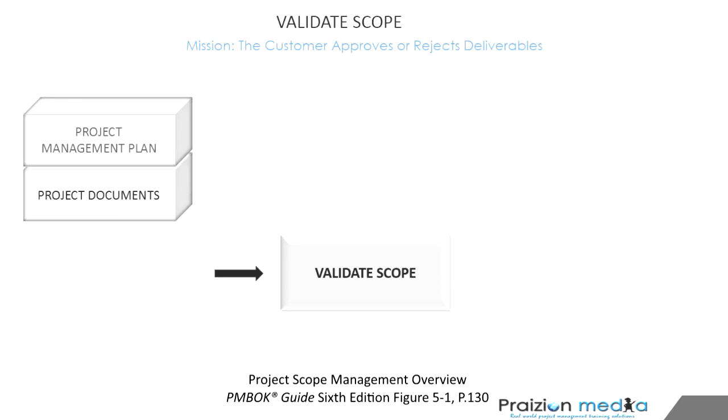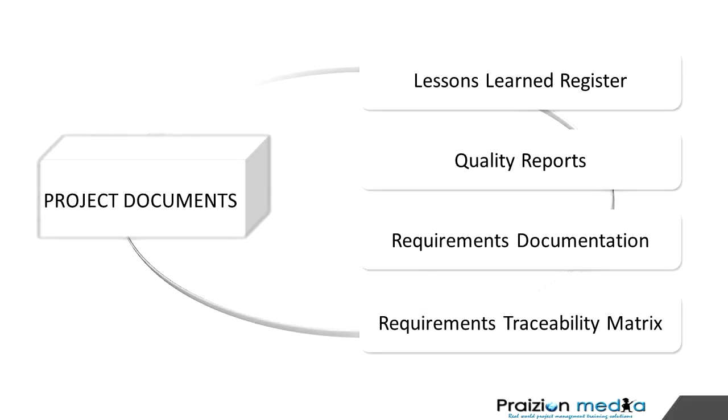You also have as a potential input project documents: lessons learned register, quality reports, requirements documentation, and the RTM. Those could be possible inputs here. Why do you need a requirements traceability matrix? Because if you're checking a deliverable, you want to check it against that requirements traceability matrix. You want to check it against requirements documentation.